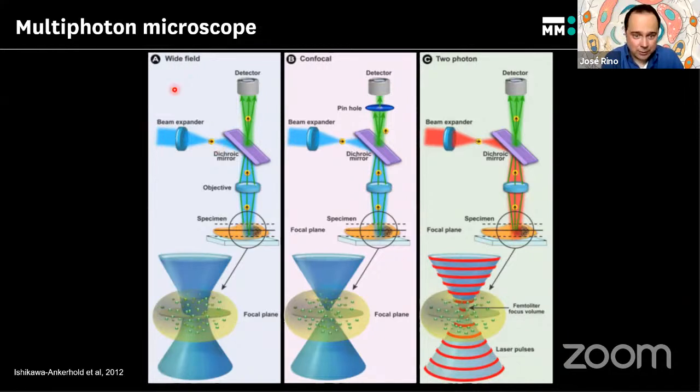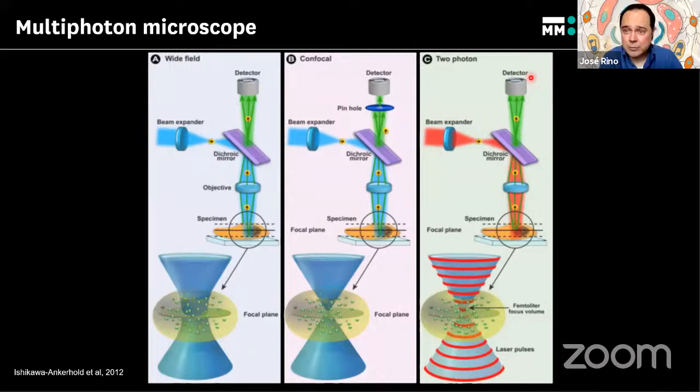Whereas on a wide field we excite the whole field of view with very wide illumination, and we capture all the light coming from above and below the focal plane on the detector, so we get a lot of blur. On a confocal, we use a pinhole to reject. We excite preferentially just one spot in the sample, and we use a pinhole to reject the light coming from planes above and below.